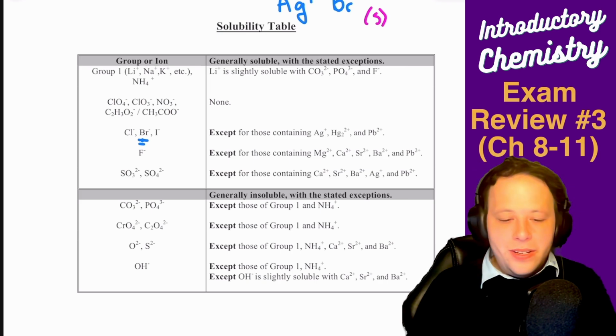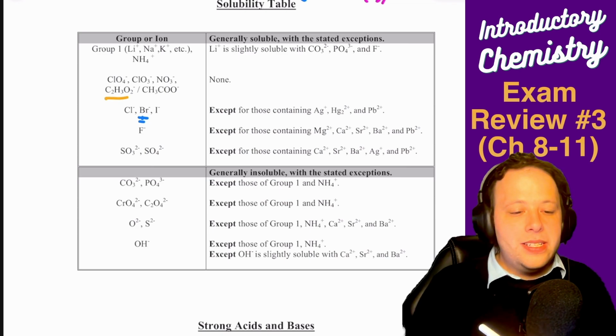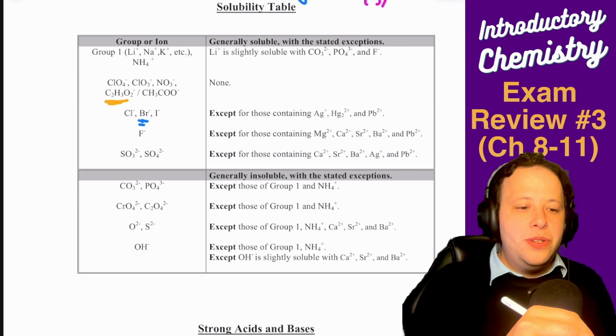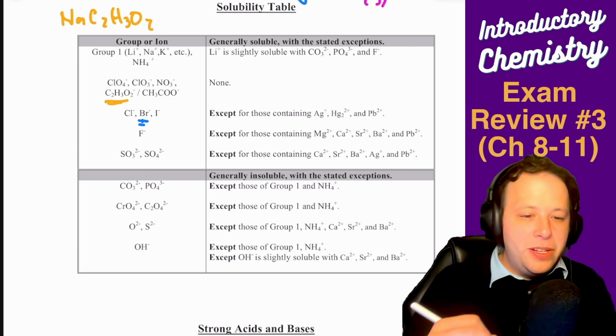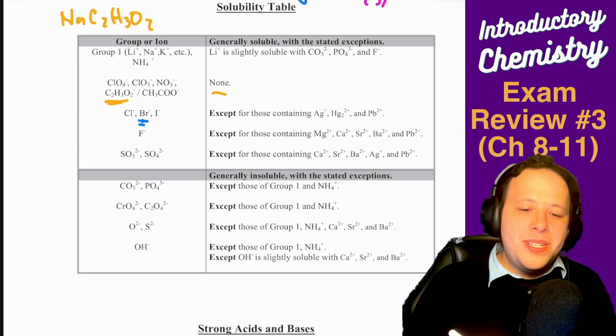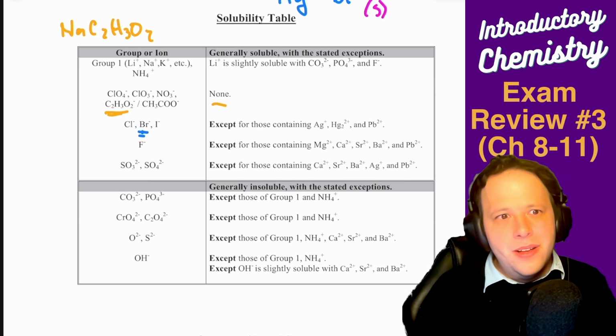So the last one is sodium acetate. If you had to do an acetate, that's C2H3O2. So it looks like this is what the molecule was. You see that one's always soluble no matter what. So you're just looking for each individual ion, is kind of the idea.